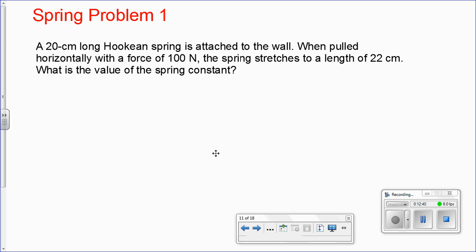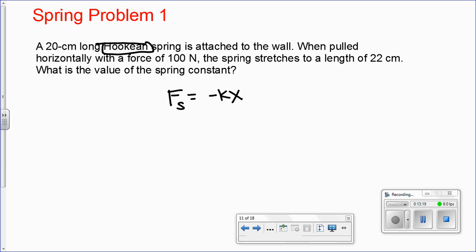A 20 centimeter long Hookean spring is attached to the wall. When pulled horizontally with a force of 100 newtons, the spring stretches to a length of 22 centimeters. What is the value of the spring constant? So the first thing that we need to notice is it's Hookean. So if it's Hookean, it should follow linearly. So the force of the spring will be negative k times x. Now, you actually don't have to worry about the negative. That negative simply means it's being pushed opposite the applied force. So the spring will always push against the applied force in the opposite direction. So you can completely ignore the negative and not care about it. Okay, it's a directional thing.